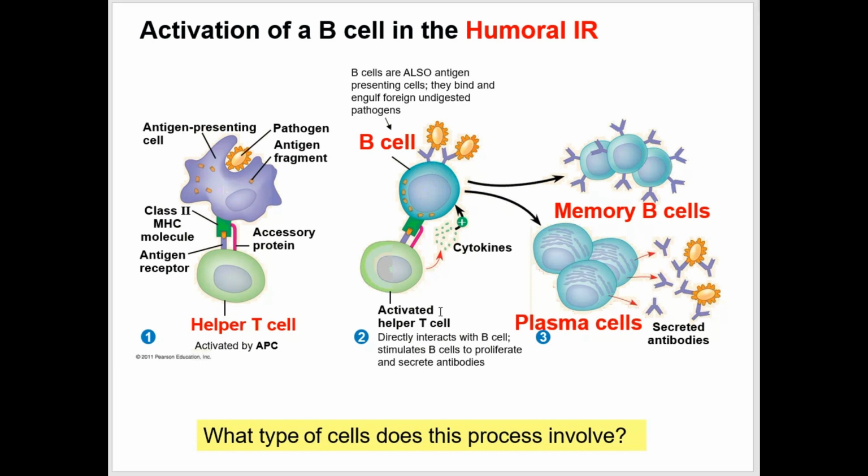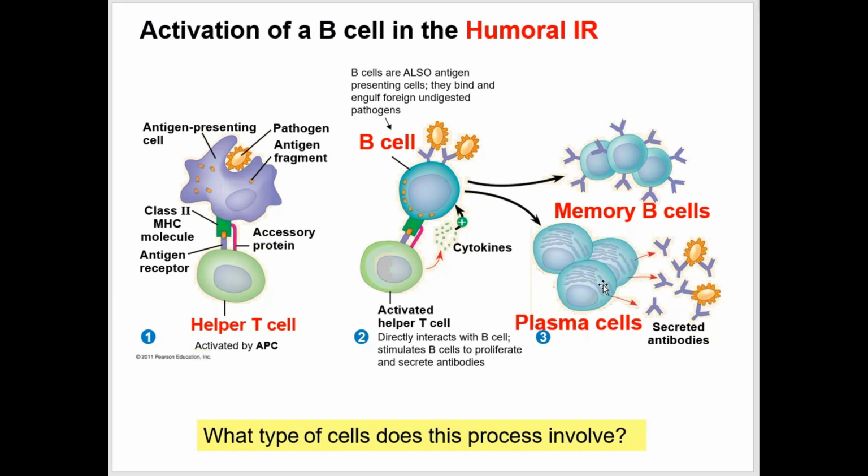So the activated helper T cell directly interacts with the B cell, and that causes the B cells to proliferate, meaning divide rapidly, and they produce loads of plasma cells, and those plasma cells are the ones that are going to shed or secrete the antibodies.